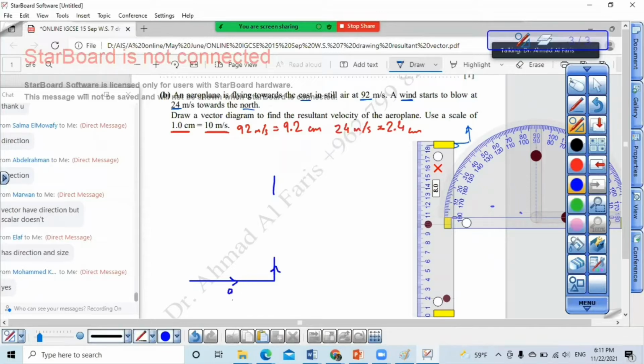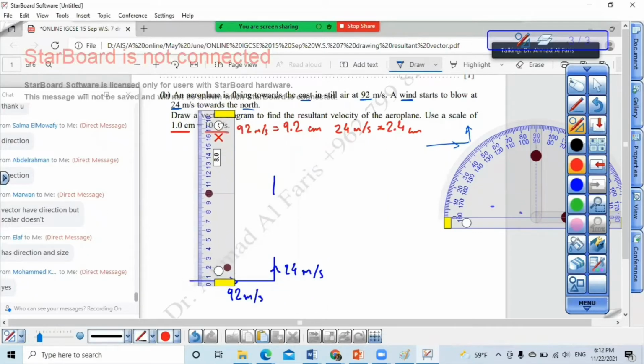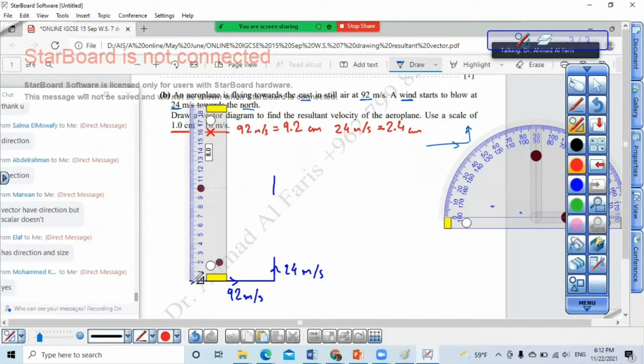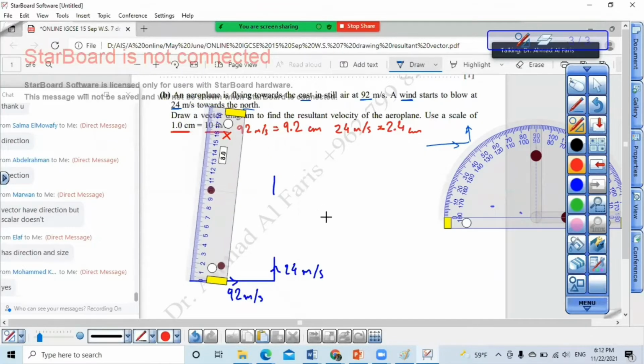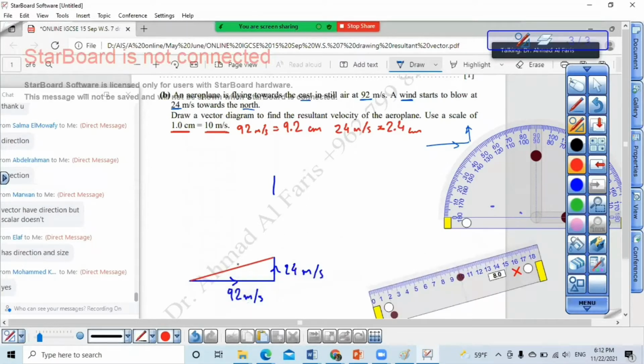To label that this is 92 meters per second, and this is what? 24 meters per second. My answer will be from where I started drawing my first force to where I reach the last force like this. I use my pencil, and I draw this line and I measure it. How long will it be?